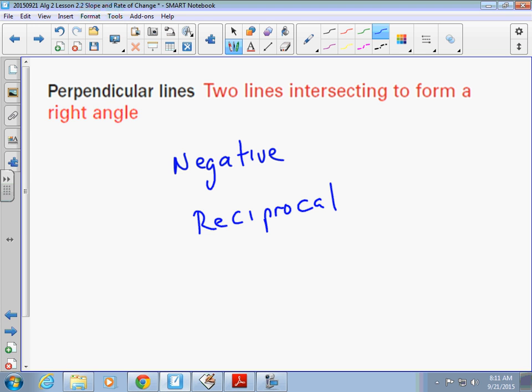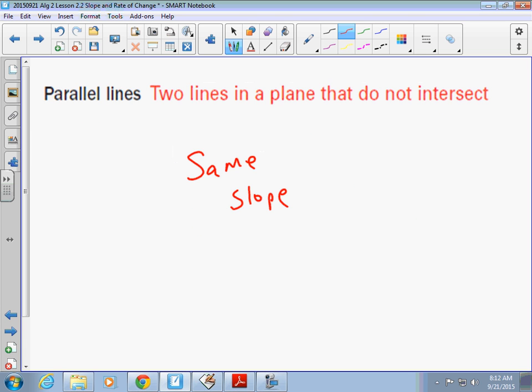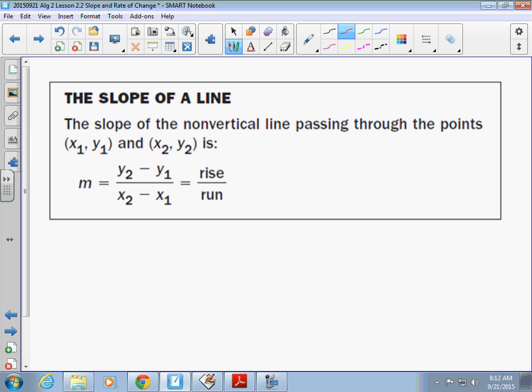So when you see that phrase, don't freak out. Negative reciprocal. All negative means is change it. That means if it's positive, it becomes negative. Change it to negative. If it's negative, change it to positive. It doesn't mean it's going to be negative at the end. Change it. The reciprocal part, remember, that's a fancy phrase that means to flip it. And that's been the same since you learned about multiplying fractions or dividing fractions. Negative reciprocal, change it and flip it. Same slope, parallel lines. Perpendicular lines, change it and flip it.